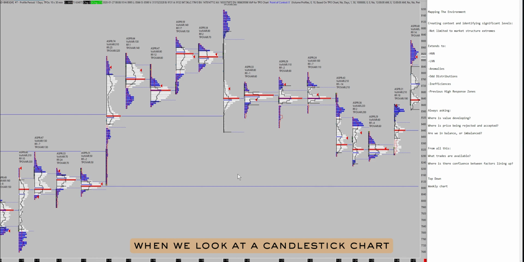Okay, when we look at a candlestick chart, we get a good idea of this, but it leaves a lot to be desired. When we're ranging, for example, it's really useful to understand the area that price has been spending most of its time within, where fair value has been established. So when we're using a TPO chart, there's always, again, 3 questions that we're going to be asking. There's a handful of questions, but first and foremost, where is value developing? Okay, where is price being rejected and accepted? Are we in balance or imbalanced? This list extends further even for things that we actually have not written down in the notes. Who is in control? Where is the market trying to go? And is it doing a good job of getting there?